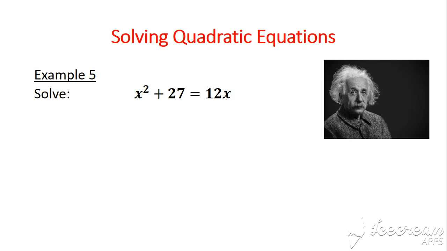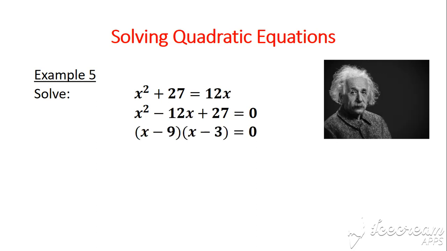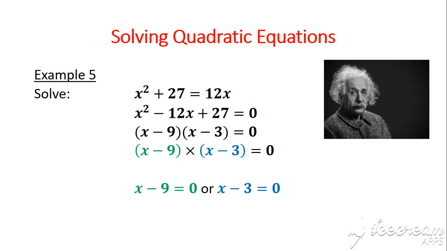All right, finally, example 5 is this. It's not in factored form, it's in standard form. So we're going to subtract 12x off both sides and get it equal to 0. And then we're going to factorize it, and then we can work out the two solutions, which happen to be positive 9 and positive 3. So sometimes we have to get it equal to 0 and factorize it before we solve it.